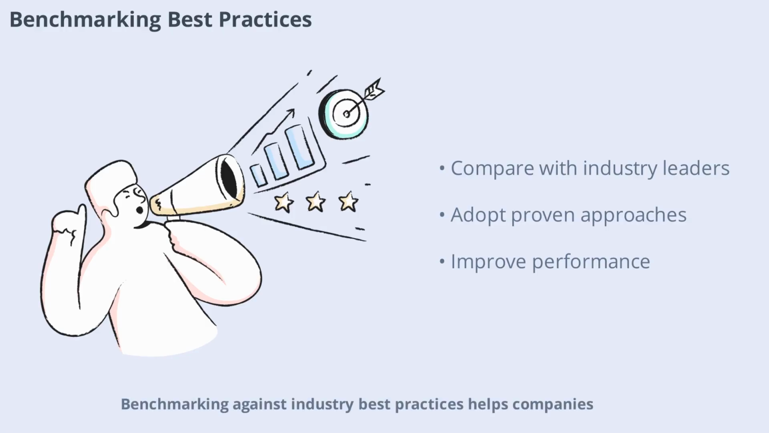Benchmarking against industry best practices helps companies identify gaps in their risk management strategies. By comparing processes, policies, and outcomes with leading organizations, businesses can adopt proven approaches and improve performance. Regular benchmarking ensures that risk management remains effective and aligned with industry standards.